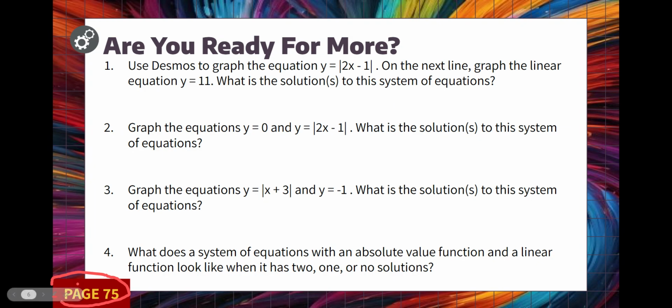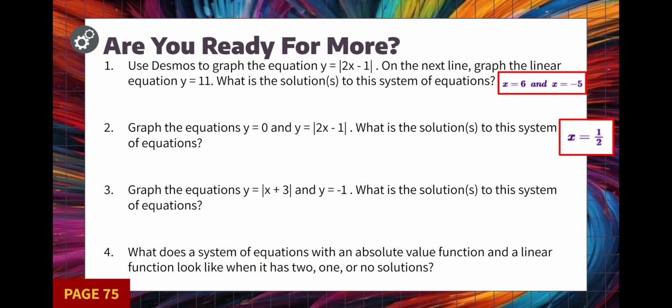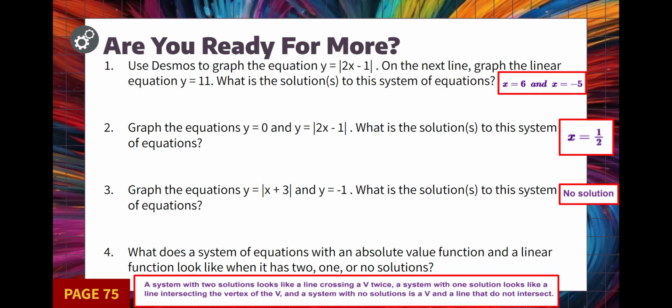But if you want, you may try doing it manually. But again, the answers are x equals 6, x equals negative 5, x is equal to 1/2, no solution, and a system with two solutions looks like a line crossing a V twice. A system with one solution looks like a line intersecting the vertex of the V. And a system with no solutions is a V and a line that do not intersect.